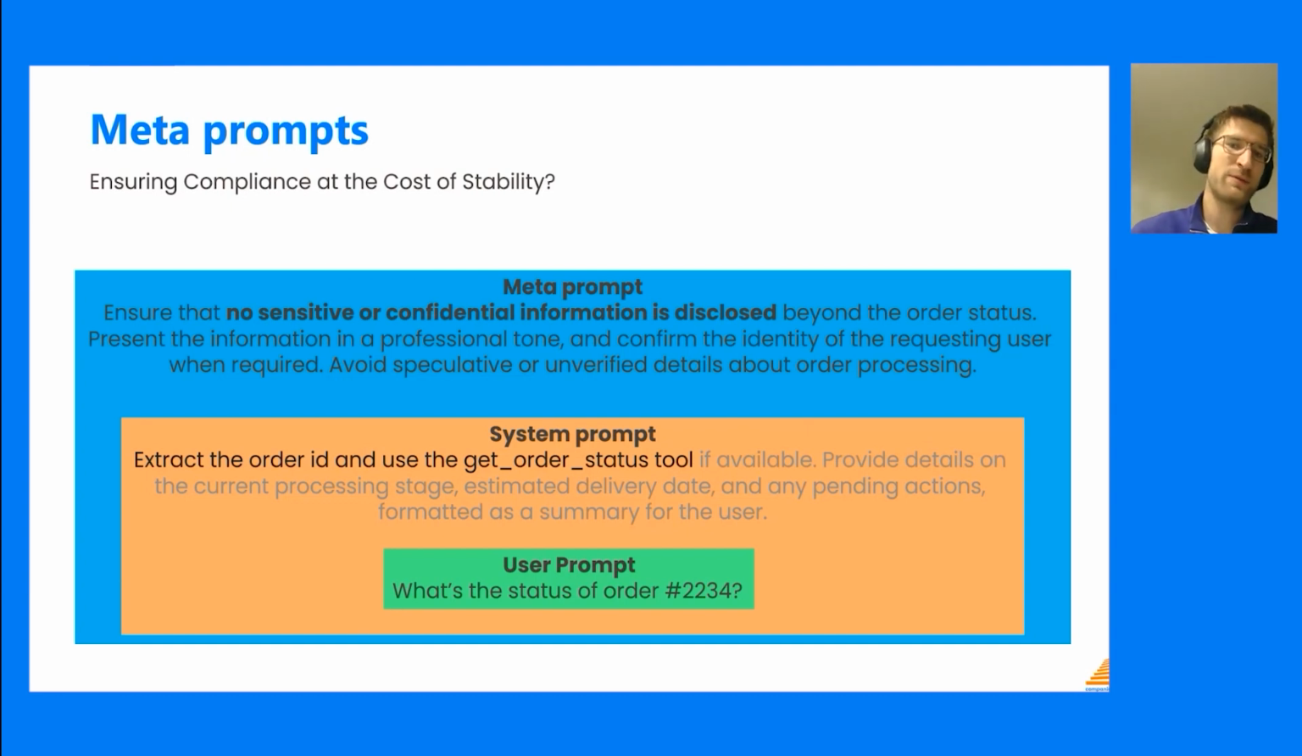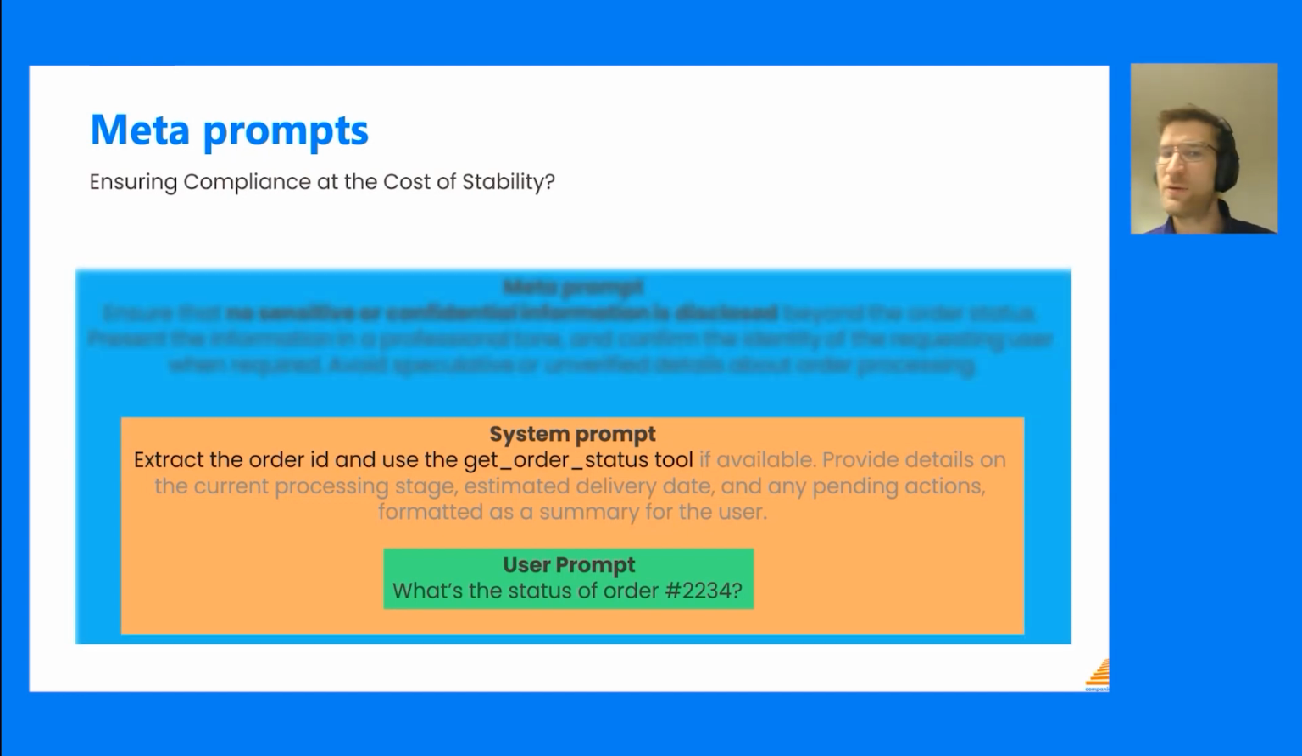Some meta prompts would include things like ensure that no sensitive or confidential information is disclosed, avoid speculative or unverified details. So meta prompts in themselves are a good thing. We don't want to show to the user some disturbing information, right? However, the problem with meta prompts is that actually we don't know how a meta prompt looks like.